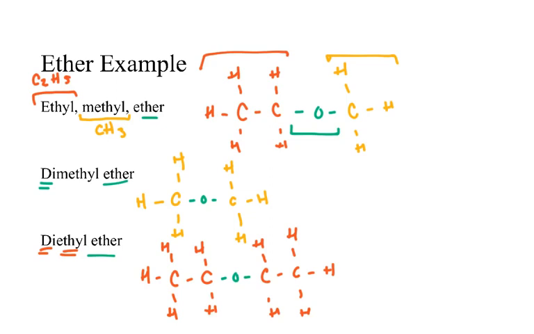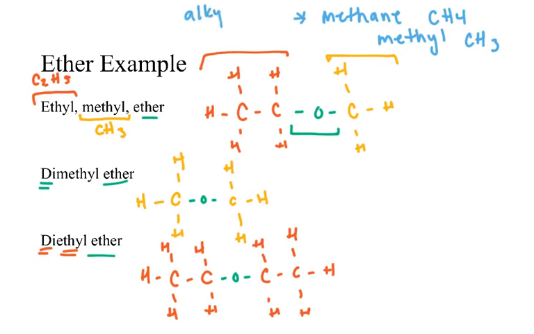So we need to make sure we're remembering these alkyl groups, so ethyl and methyl. So if we had, let's pick a different color, if we had methanol, or sorry, not methanol, methane, I'm thinking alcohols, we'd have CH4. But our methyl is going to be 1 less, so it's going to be CH3. So just keep this in mind for the alkyl groups.